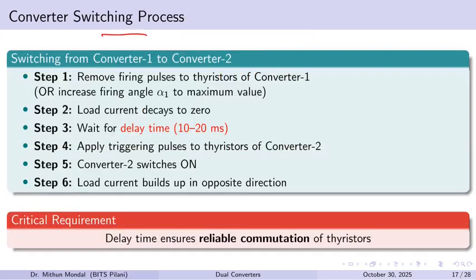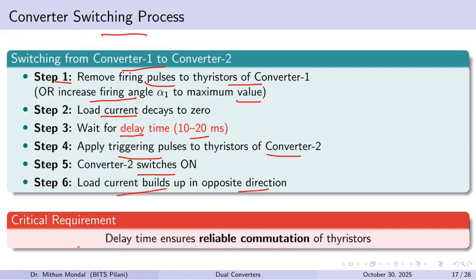In the converter switching process, if we say from converter 1 to converter 2, step 1 is to remove the firing pulses to the thyristors of converter 1, or increase the firing angle alpha 1 to its maximum value. Then in step 2, the load current will decay to 0, and you wait for a certain delay time, maybe 10 to 20 milliseconds, and apply the triggering pulse to the thyristors of converter 2. Then converter 2 will turn on and the load current will build up in the opposite direction.